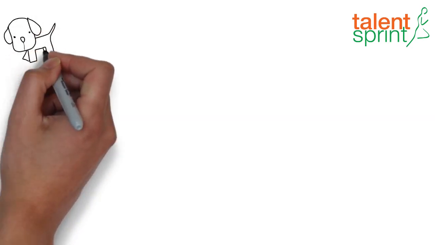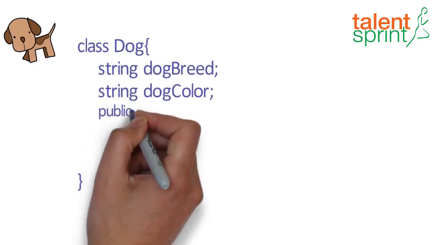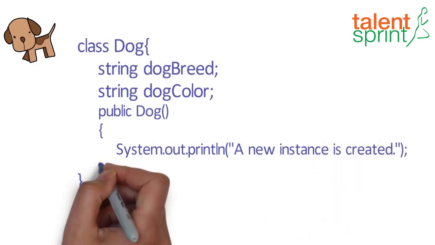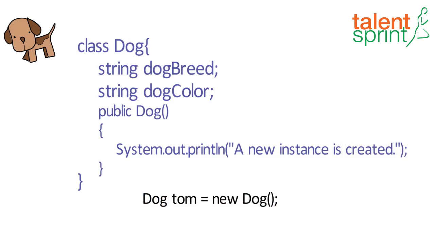Suppose that you have a class named dog that has fields named dog breed and dog color. You can create a constructor for the dog class as shown. Then you create an instance of the dog class by calling this constructor.